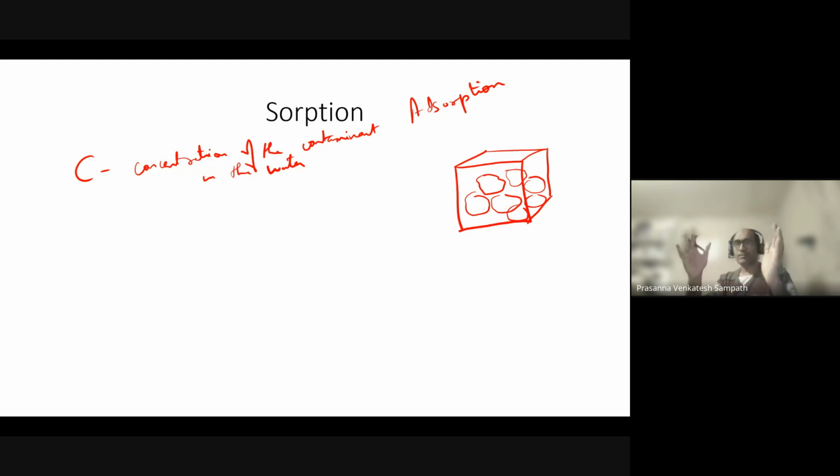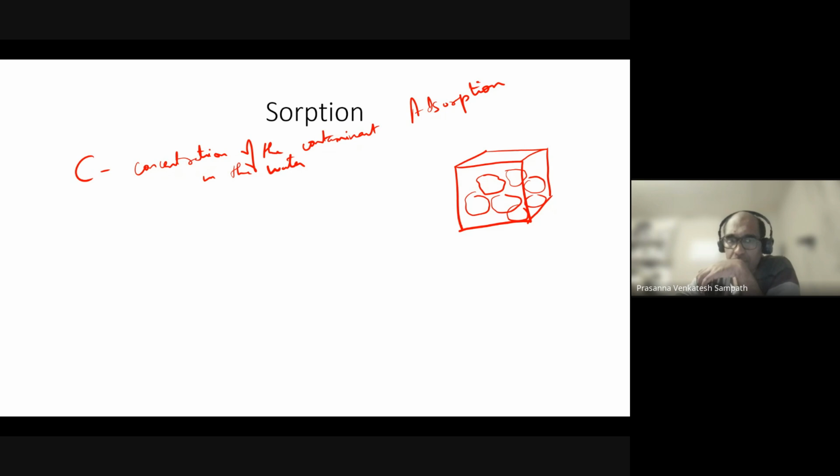So I have a box. When I'm saying a box, it's an imaginary box, right? I've drawn a box around a portion of the soil, and some contaminant is moving through that. Now, what we are saying is that when you write the mass balance for this box, the contaminant is present both in the water and on the surface of those soil particles.